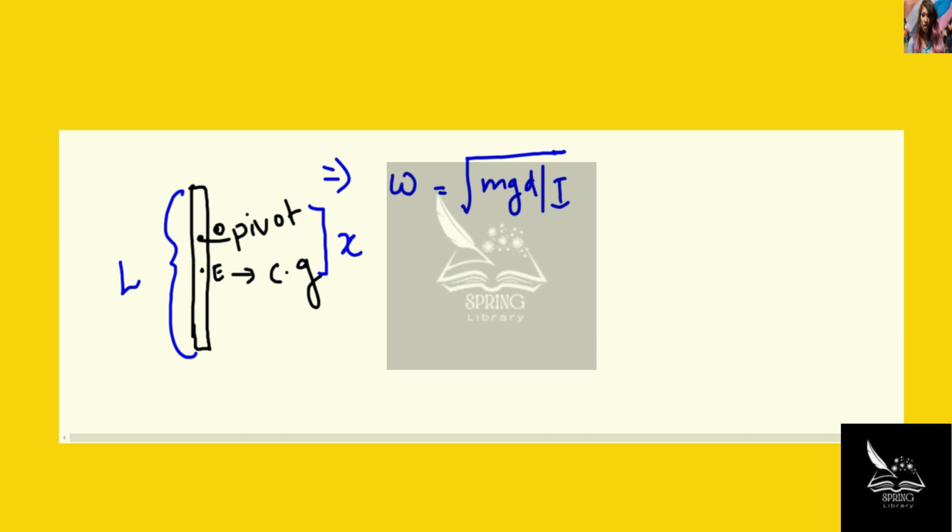Now, let d be equal to x. What is x? It is the distance from the geometrical center to the pivot. So this distance, let us consider to be d. I is the moment of inertia about the axis of rotation through O. Now, by the parallel axis theorem, here we are using the parallel axis theorem.